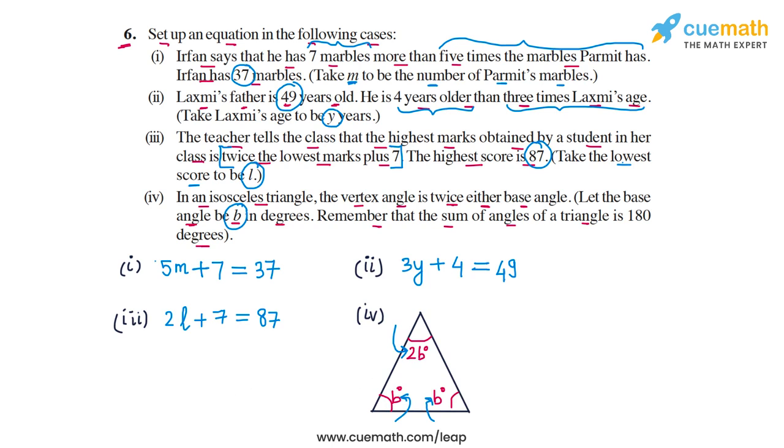And we have to use the fact that the sum of angles of a triangle is 180 degrees. So this means that 2B, the measure of the vertex angle in degrees, plus B plus B, the two base angles, this sum should be equal to 180. Now, because the terms on the LHS all involve the variable B, we can combine them. So we have 2B plus B plus B. This we can write as 4B, and the RHS is 180. So the equation we get for part 4 is 4B is equal to 180. And with this, we have solved all the parts of question 6.